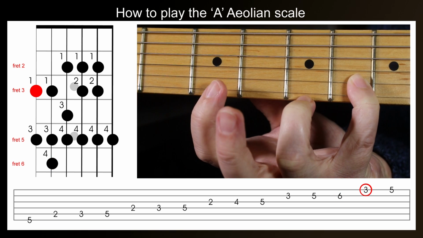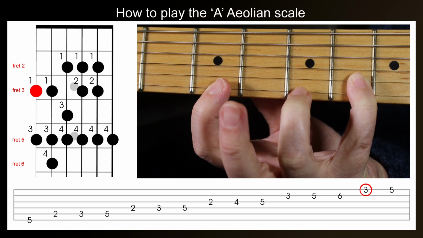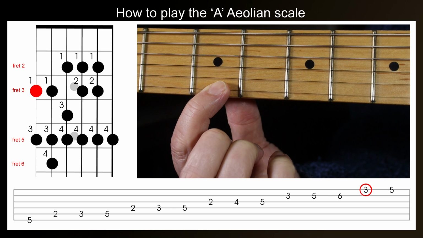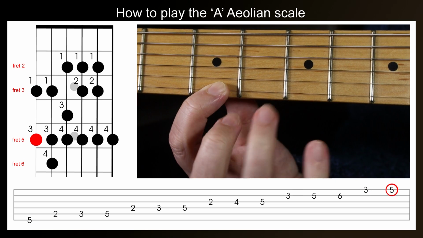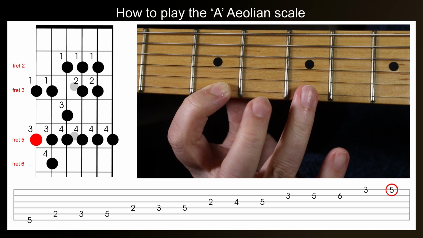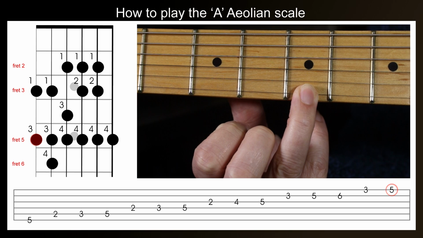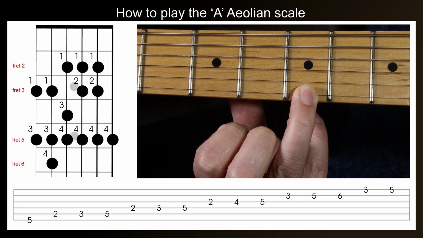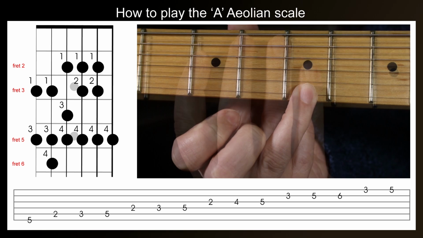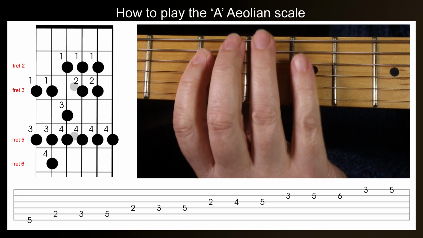Play the 3rd fret of the top E string with the first finger. And finally, play the 5th fret of the top E string with the third finger. Right, let's see and hear that played again more quickly, up and down the neck with a metronome.